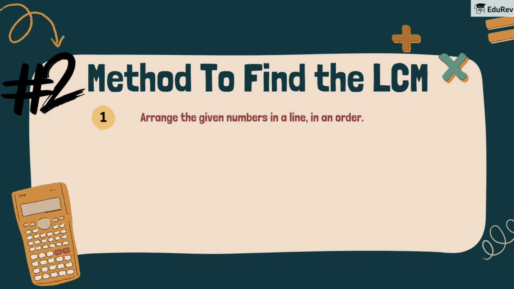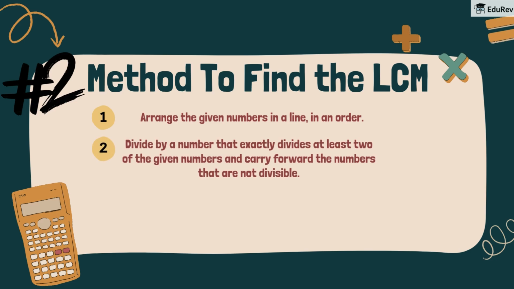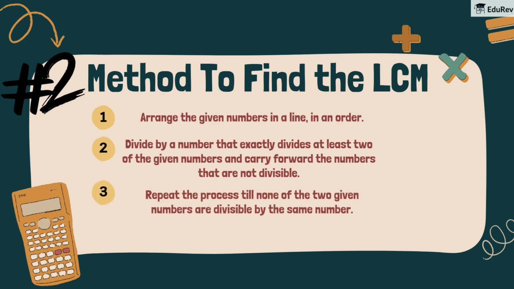Remember to arrange the given numbers in a line, in an order. To find the LCM, we start by dividing by a number that exactly divides at least two of the given numbers. This means we look for a common divisor. When we find such a number, we carry forward the numbers that are not divisible. Now, let's repeat this process. We keep dividing until none of the two given numbers can be divided by the same number anymore. This is a crucial step because it ensures we have explored all possible common divisors.